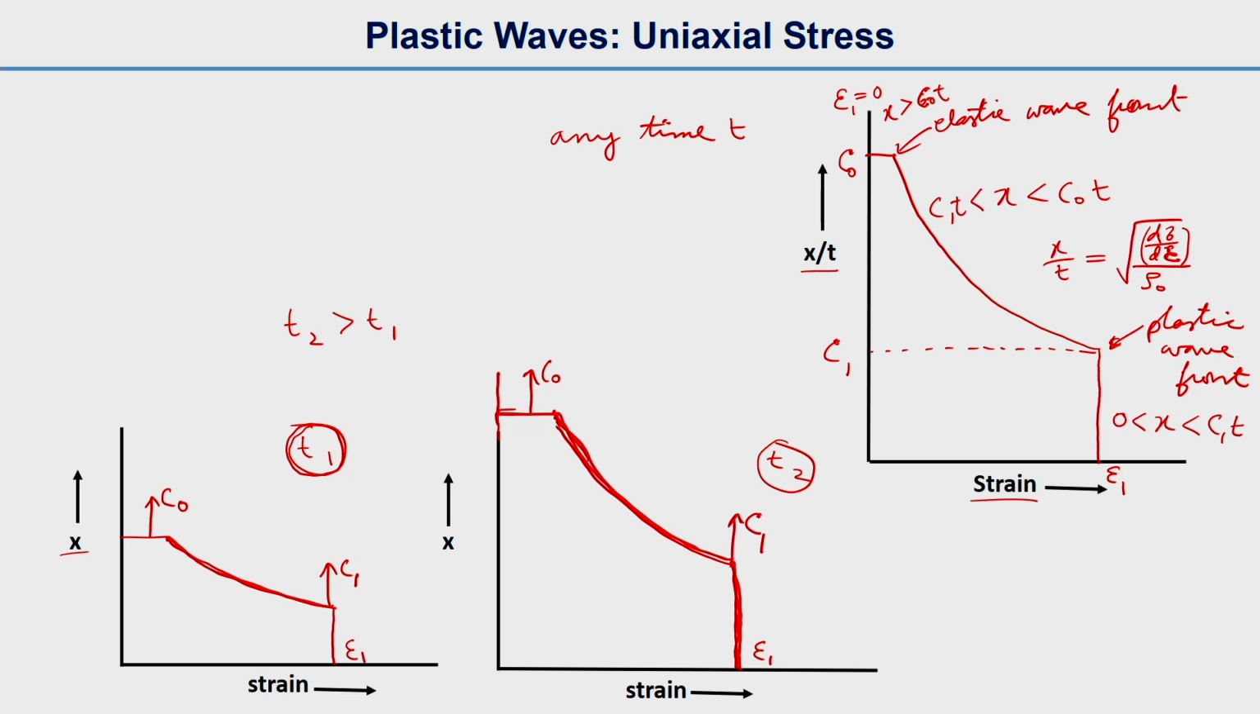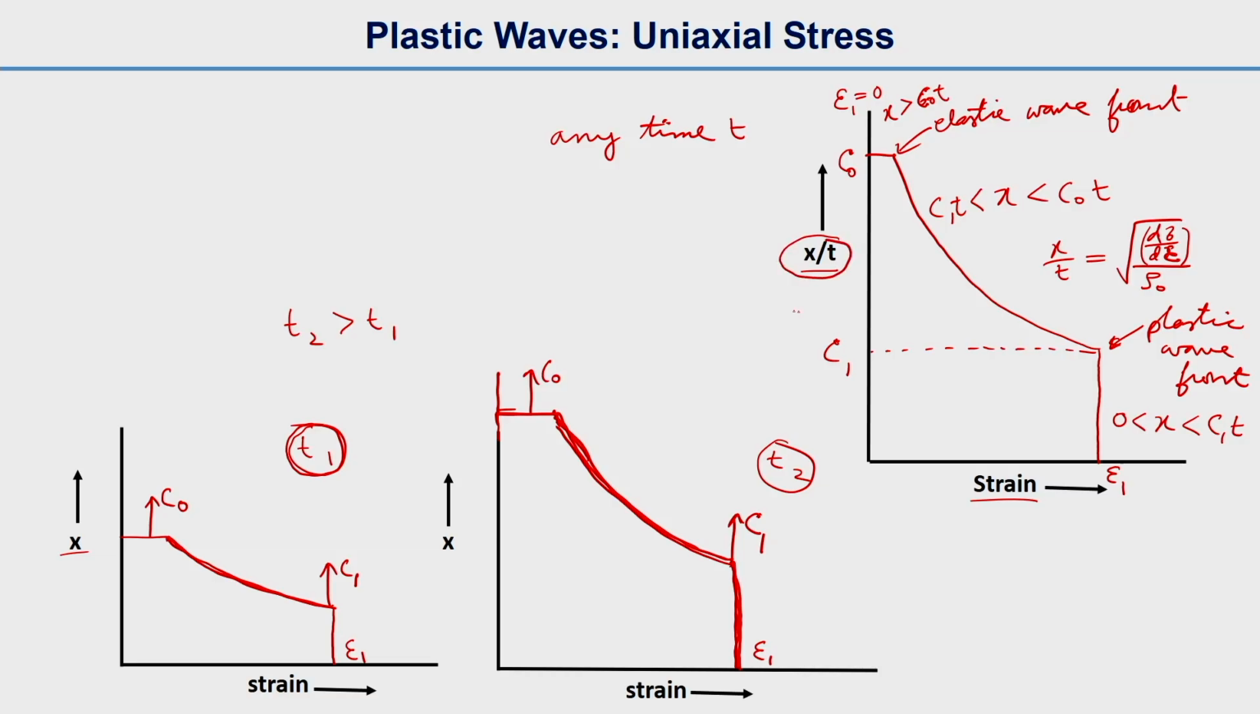So, here just important to mention that what we plotted here is x by t. It can be for any time t, and then here we are keeping only x and the y axis in both the cases, and there are two times t1 and t2 where t2 is higher than t1.